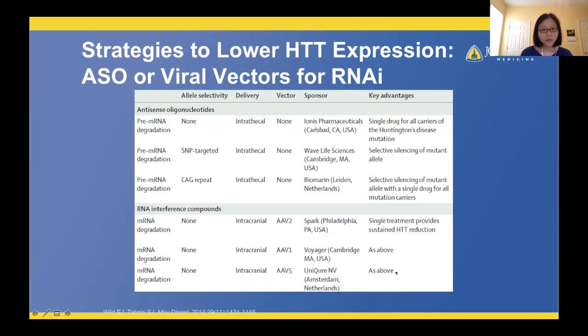The bottom half are the RNA interference compounds, and the target is mRNA degradation, and there is no allele selectivity. It will be all Huntington lowering. Delivery would be intracranial, and you can see that different companies are using different AAVs, and the targets are slightly different among these companies as well within the striatum. And potential advantage, if it works, would be that a single treatment would provide sustained Huntington reduction. And the flip side would be if it doesn't work, the effects are permanent.